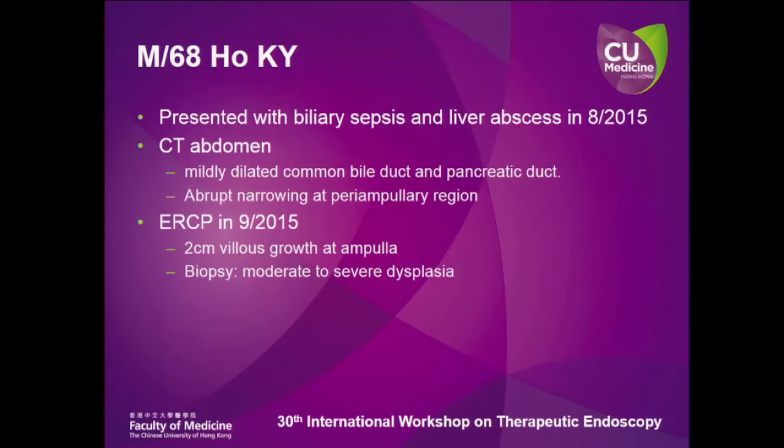68 years old gentleman presented with biliary sepsis and liver abscess some time ago. CT shows a mildly dilated CBD and pancreatic duct, and also some narrowing at the periampullary region. He had an ERCP showing 2 centimeters villous growth at the ampulla, and biopsy shows severe dysplasia.